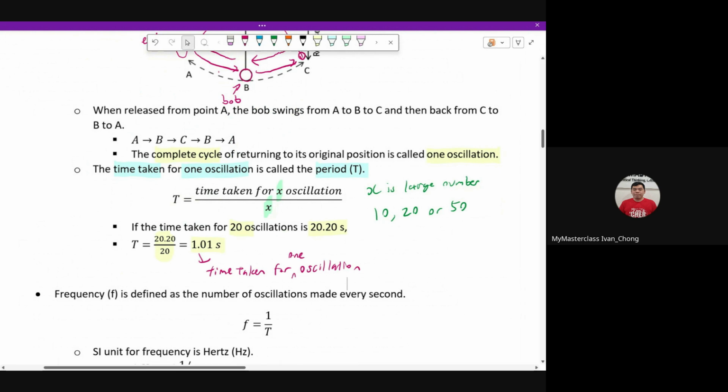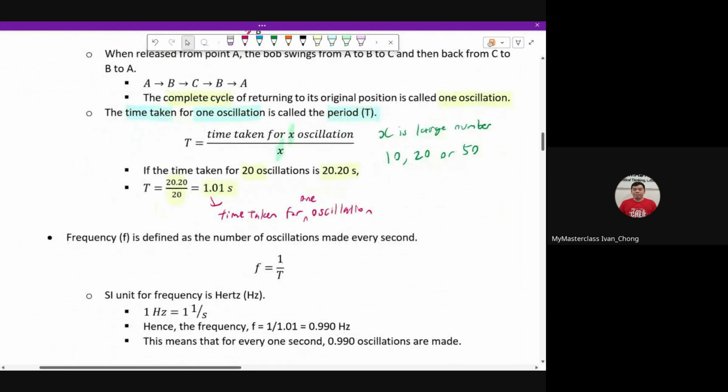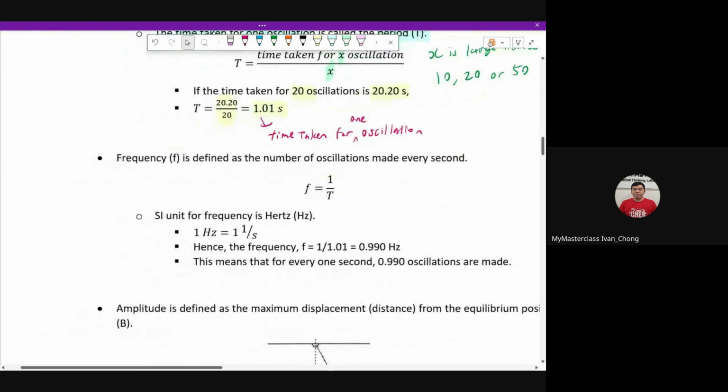It's very, very fast. So we will have to take multiple oscillations, because if you take only one, your error will be very, very significant.